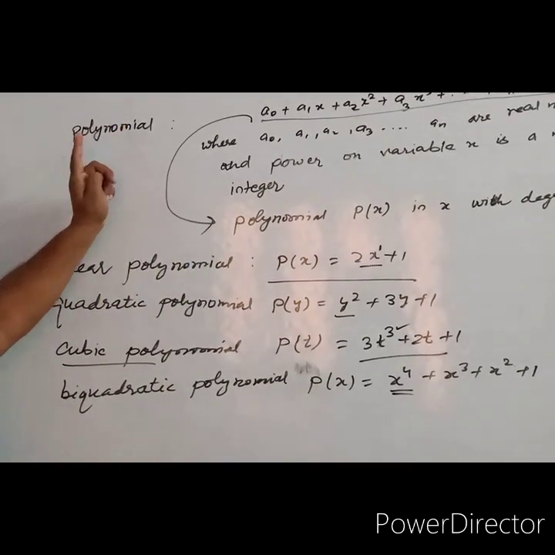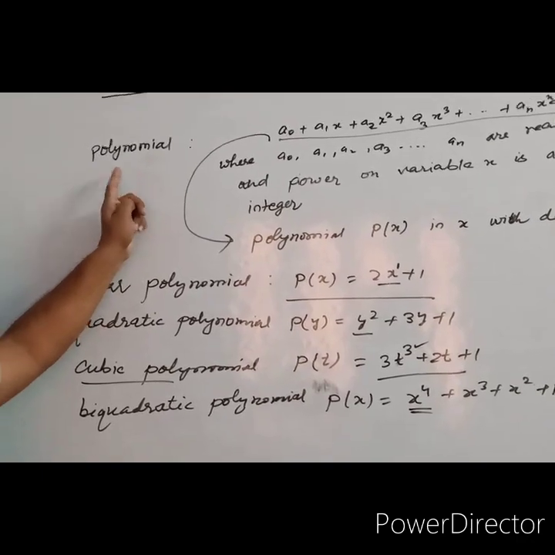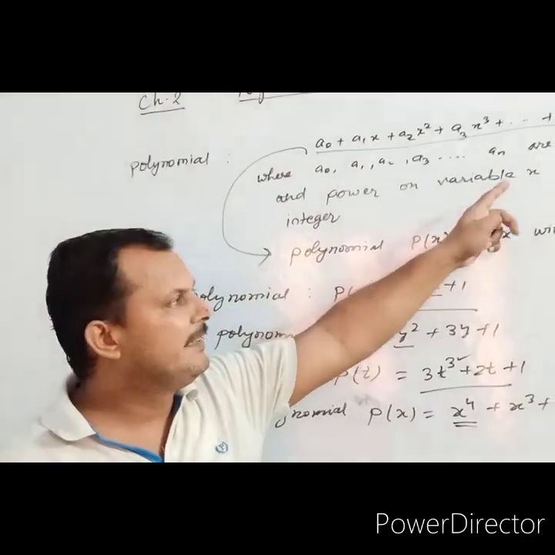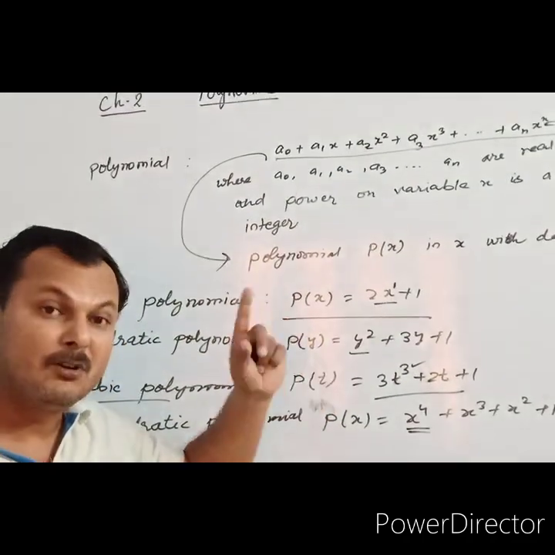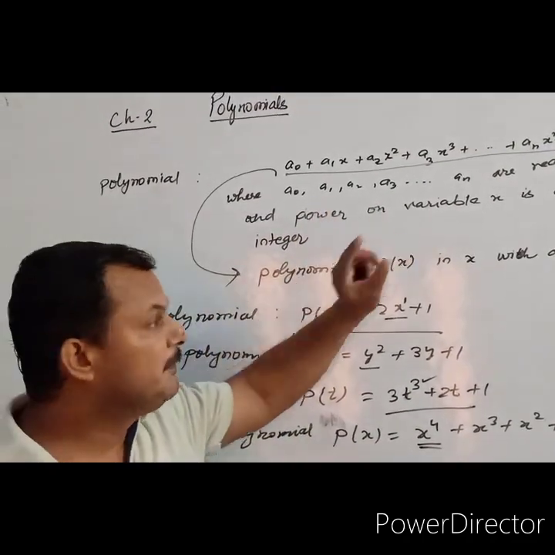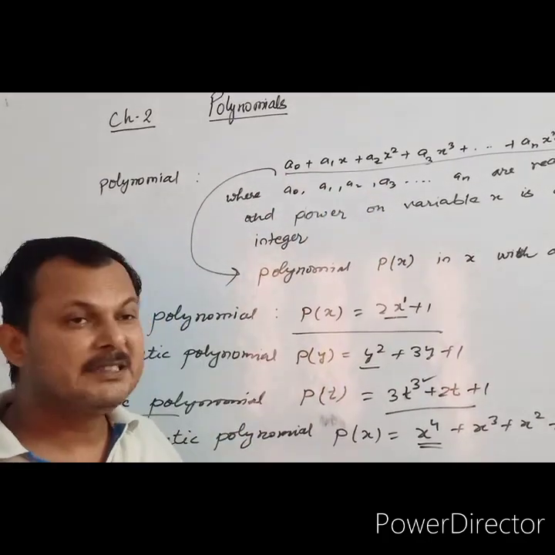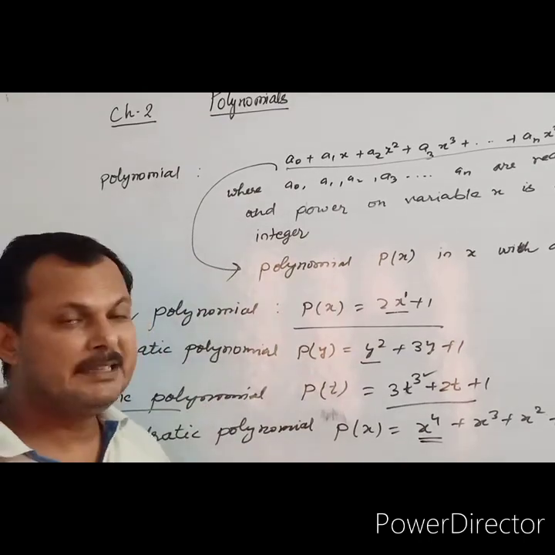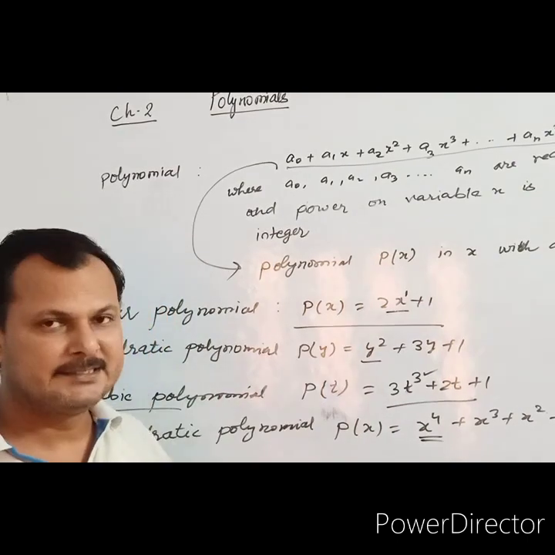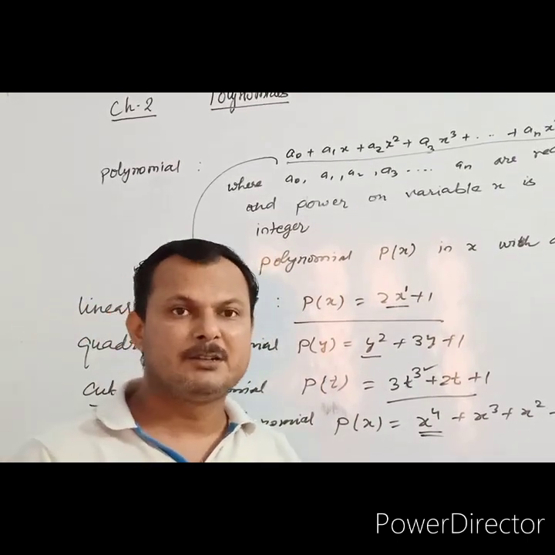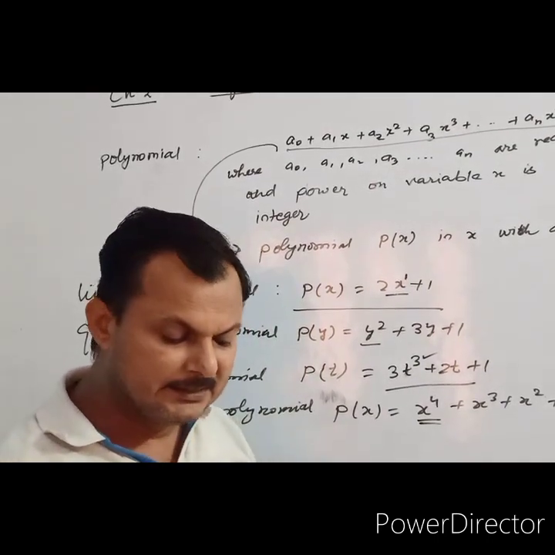In this way, we have learned what a polynomial is. A polynomial is an algebraic expression in which the power on the variable must be a non-negative integer, neither negative nor fraction, and the coefficients must be real numbers. That type of algebraic expression is said to be a polynomial in one variable x. A polynomial may have two variables also, but you will study two-variable polynomials in higher classes.